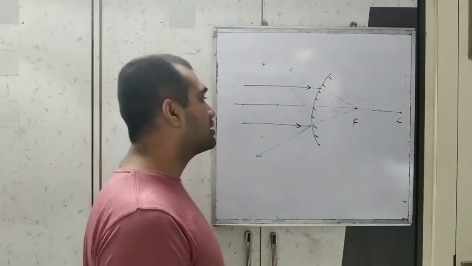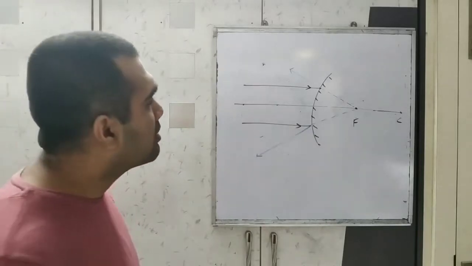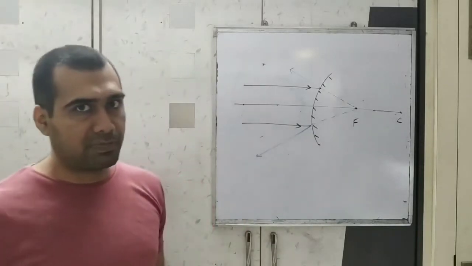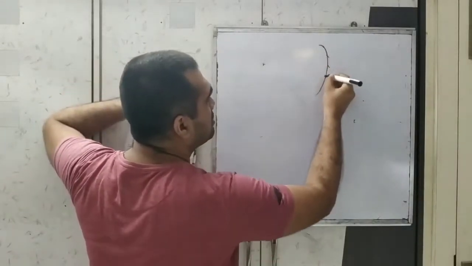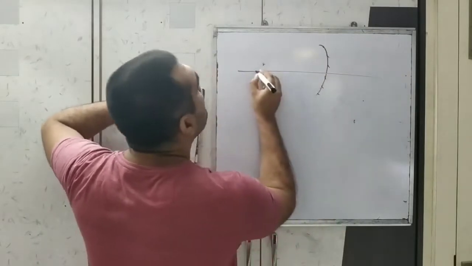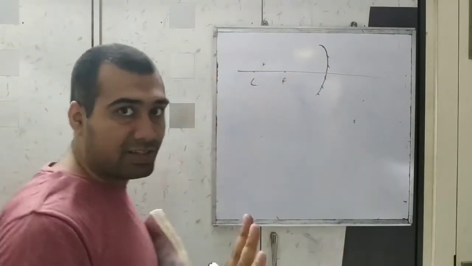Now here we have taken the rays of light parallel to the principal axis. What if they were parallel to each other but not to the principal axis? Then how would the image look? So first of all, concave mirror, silvering outside, principal focus. Let this be C, let this be F. So I'm going to use only 2 rays. Again, 2 rays are enough.